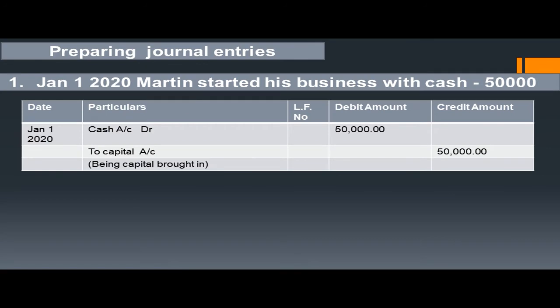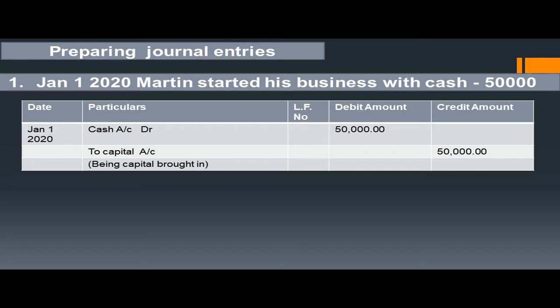Now we will see how to prepare a journal entry. And here we have our first transaction, that is on Jan 1st, 2020. Martin started his business with cash 50,000. The journal entry would be cash account debit to capital account. And in the narration I have mentioned being capital brought in.